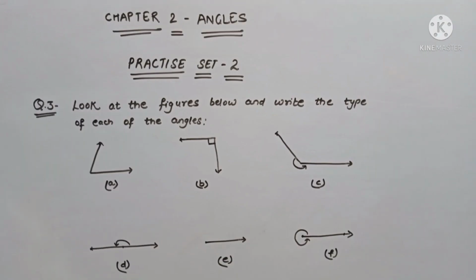So moving to the next question, question number 3. You can see on the screen. What is question number 3? Look at the figures below and write the type of each angle. Some figures are drawn, so you have to name what the figure belongs to. Write the name of the angle. The figures are A, B, C, D, E, F. Six figures are there, so you have to name each figure on the basis of the angle, the type of angle.